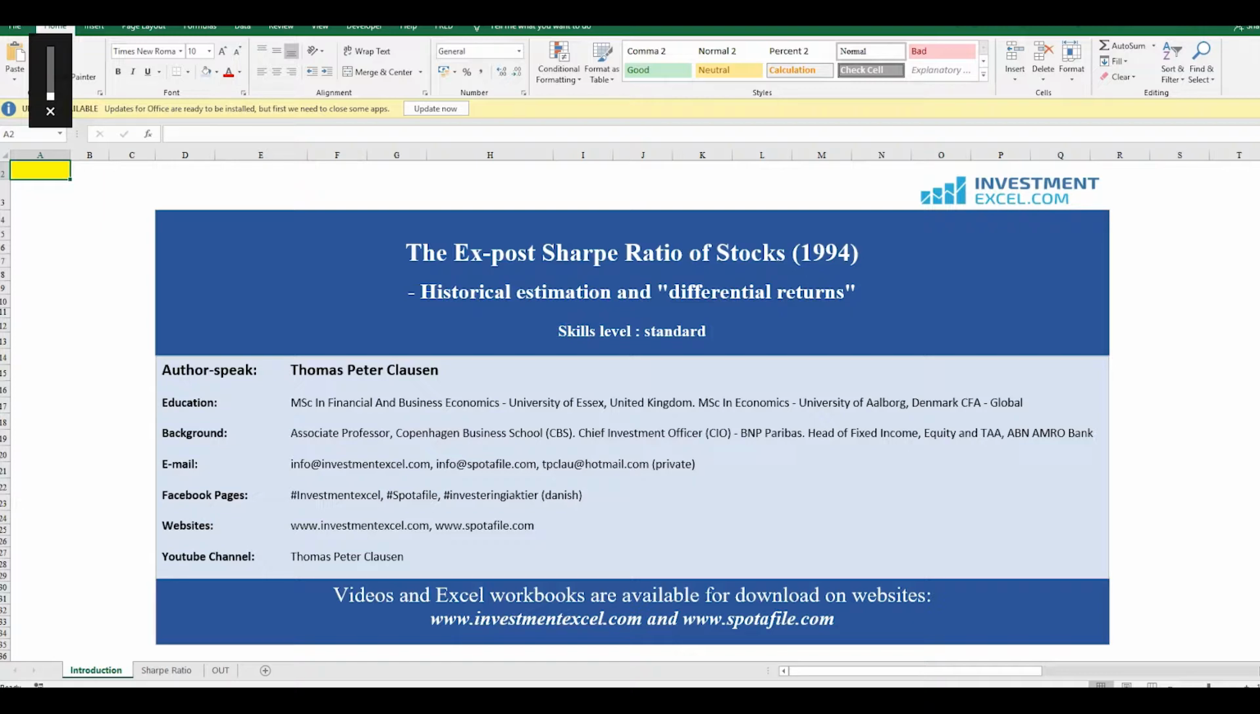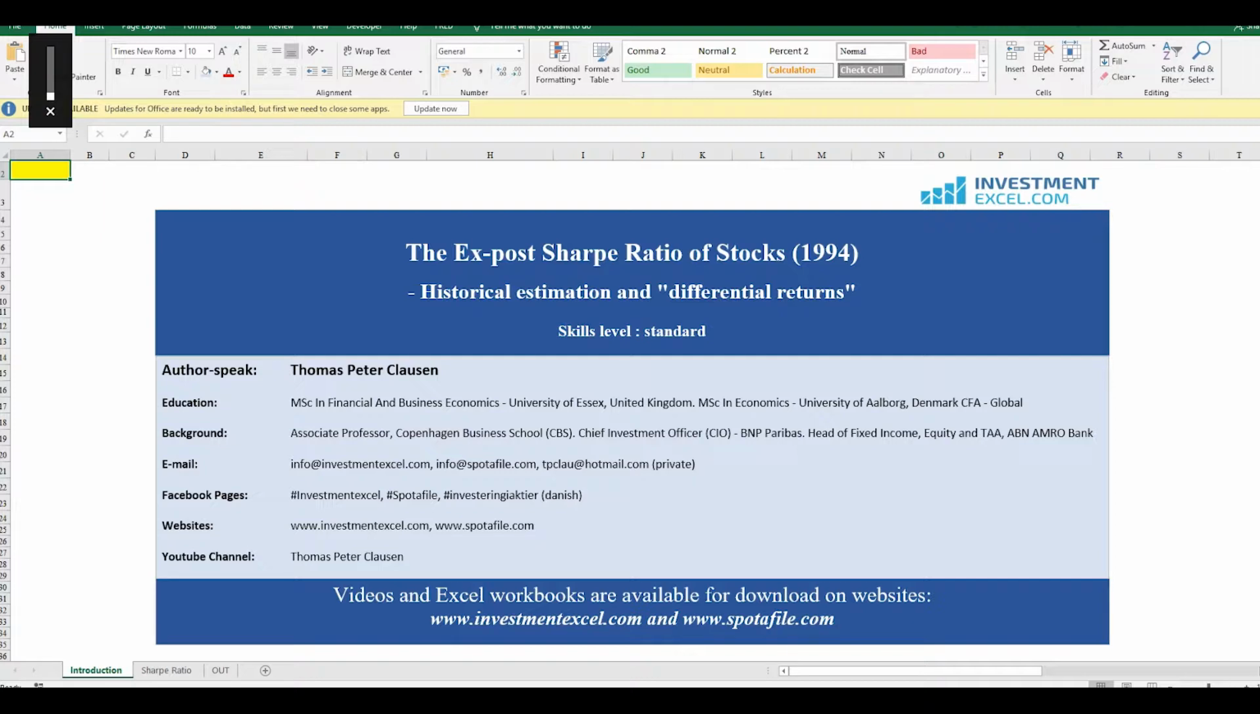I'm from investmentexcel.com, a platform for downloading advanced or slightly advanced material in finance and economics. Today I will show you how to calculate the so-called ex-post Sharpe ratio of stocks. The ex-post ratio is different from the ex-ante and more famous Sharpe ratio, which is based on expectations one period ahead of the risky asset return and the standard deviation of returns.